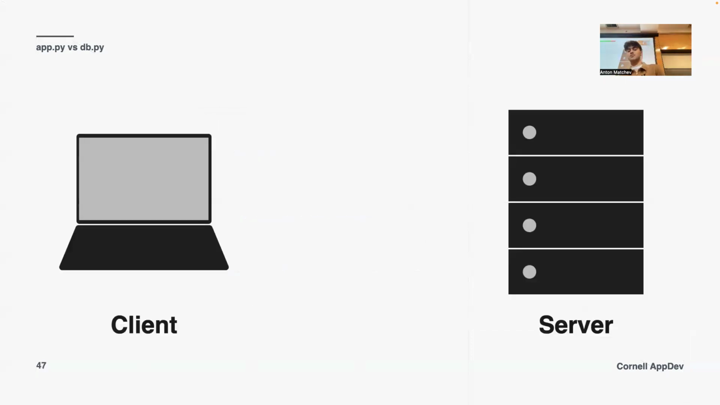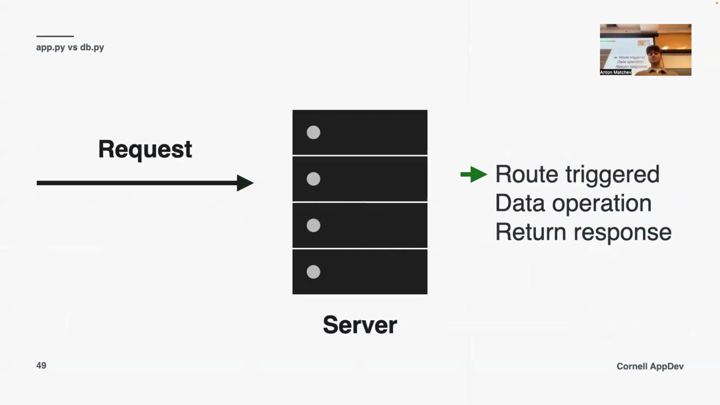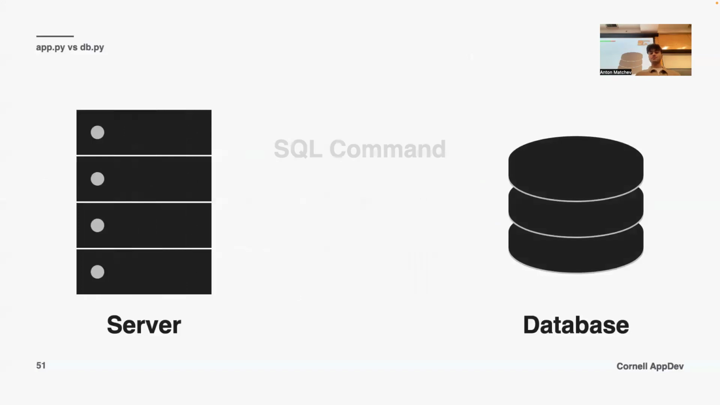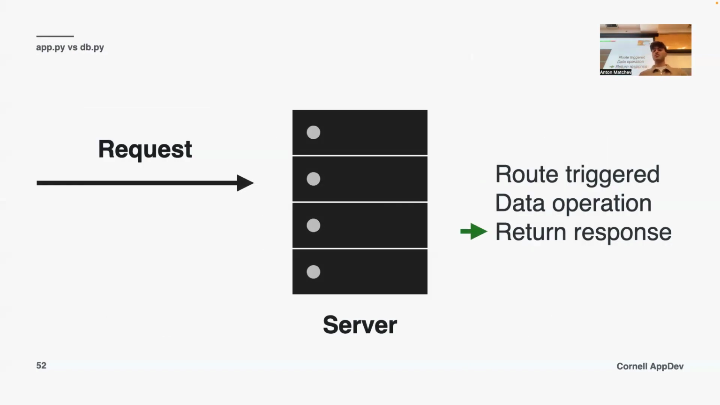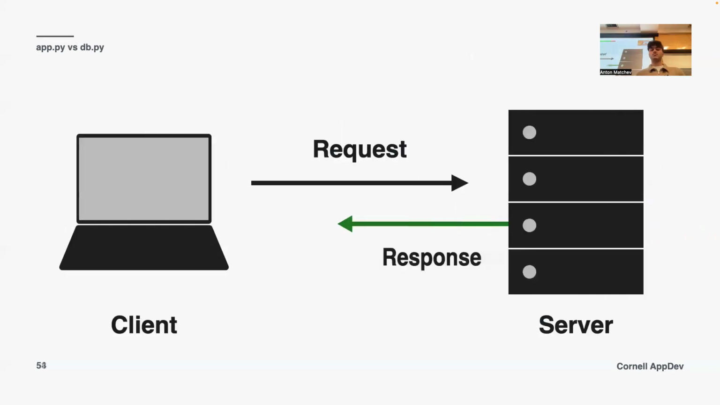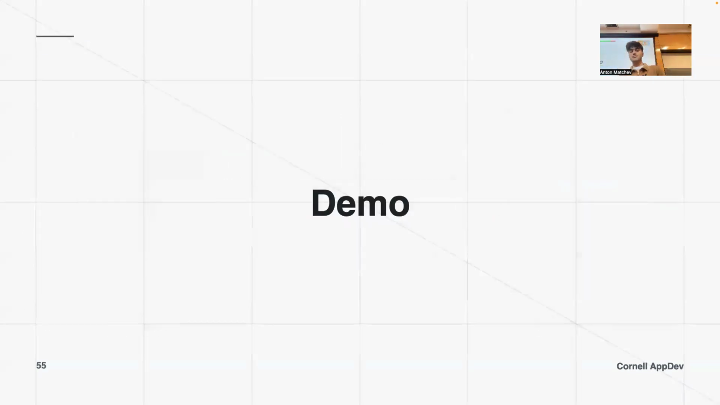So just going over the client-server model once again, just to drive it home. It starts off with your client. They send a request to the server. It triggers a route. Get some data associated with that route from the database. You get that with a SQL command, and then it returns back data. And then the backend, the server, returns that new response with the new data, and then it provides the response back to the client. And now, any questions before we go to the demo?